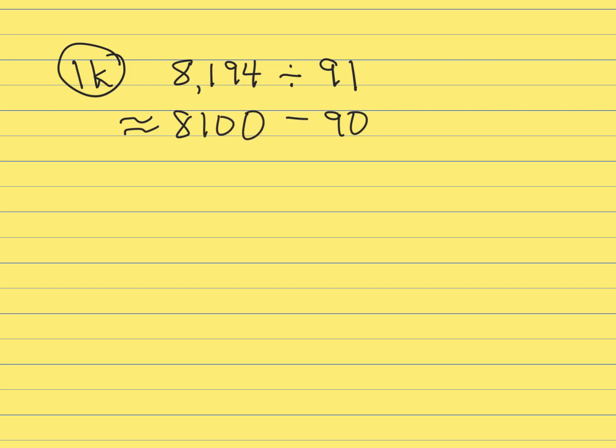Okay, let's do 1K and then just see if you can do the rest on your own. So I'm going to round 91 to 90, and I'm thinking, oh, what number could be divided by 9 equally? And I know that 81 can, so I'm going to just round this to 8,100 and divide. Okay, now see if you can do the rest on your own. Just think about what you already know about multiplication and division.